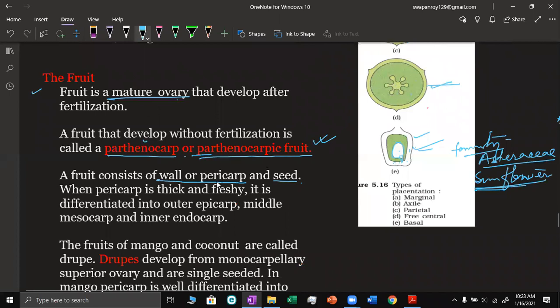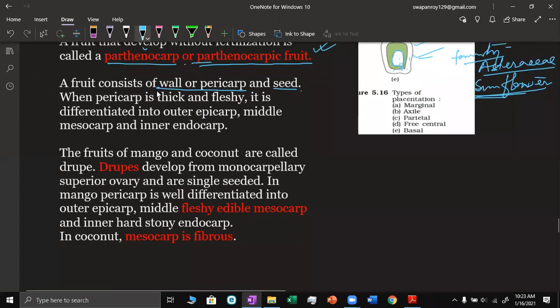This pericarp is the wall of the fruit. This pericarp may be thin or thick, may be dry or fleshy. Okay, and based on that, fruit also has been classified in different ways.